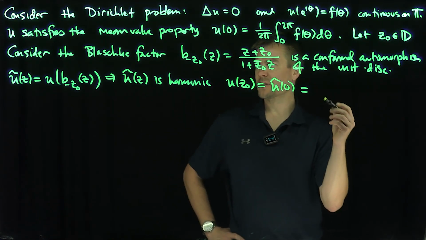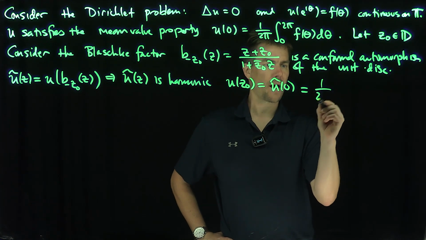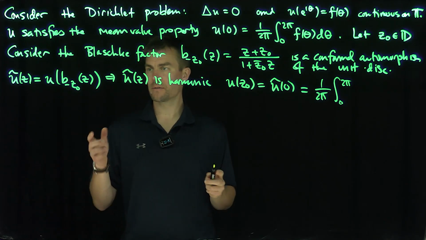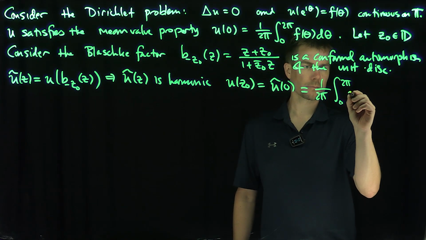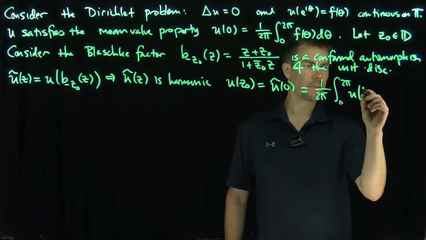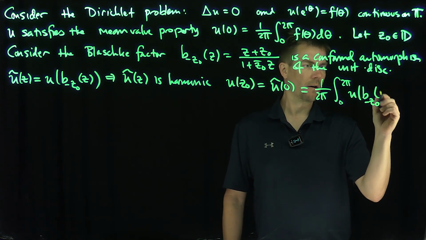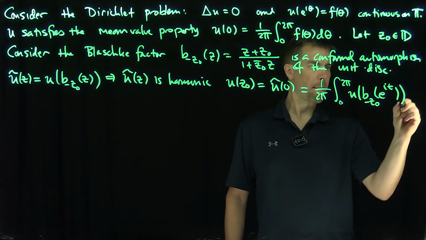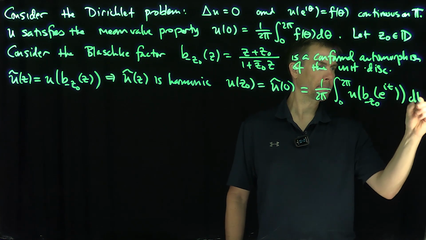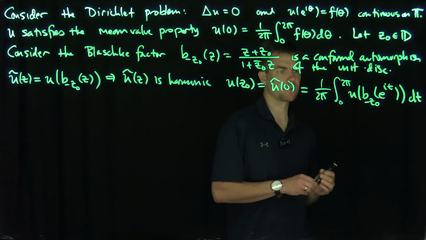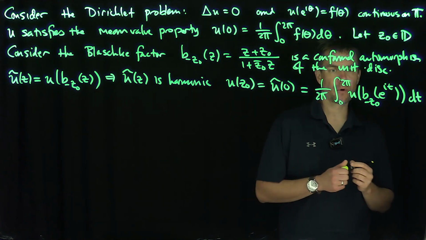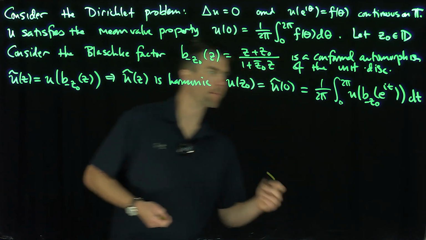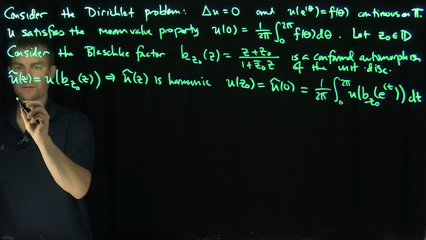And u tilde of 0 is going to be 1 over 2 pi, the integral from 0 to 2 pi of the boundary values of u. So I'm going to plug in u of B negative z0 of e to the i t, dt. Like this, okay? Excellent. And so now I want to change the coordinates over here. That, of course, is just my theta value. Excellent. So let's change coordinates.